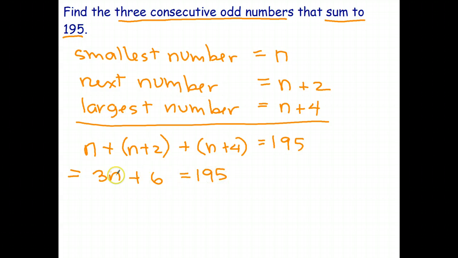Now we have a two-step equation to solve. We've done these before, so we subtract 6 from both sides. They cross out.